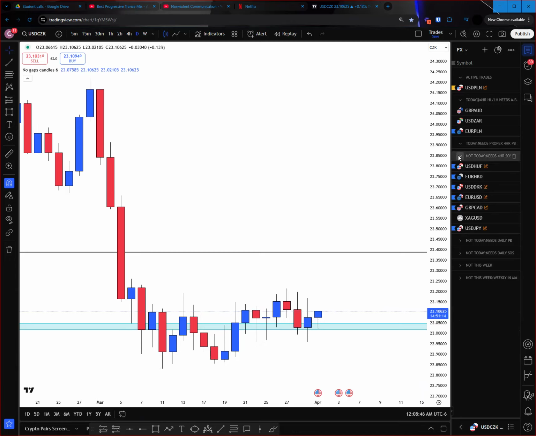So that's our breakdown and what we're looking for to happen between this session and the New York session will be these three to have some sort of setup. And yeah.